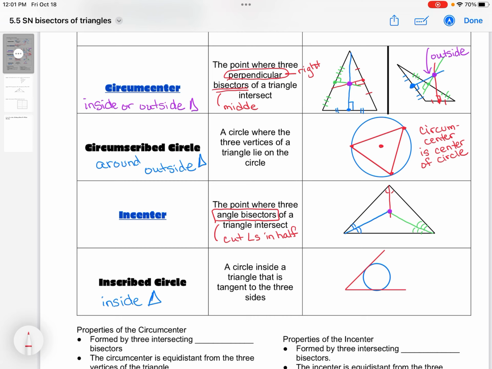There's one. There's one. And there's one. So the inscribed circle is inside the triangle. And it touches just at one point on each side. And the incenter is the center of this circle. So incenter, because it's inside, that can make sense, right? Is the center of this circle.